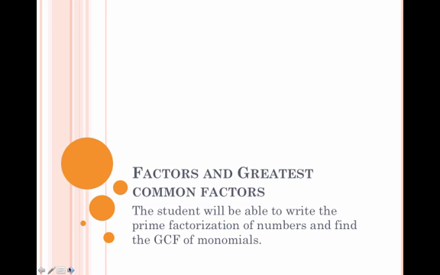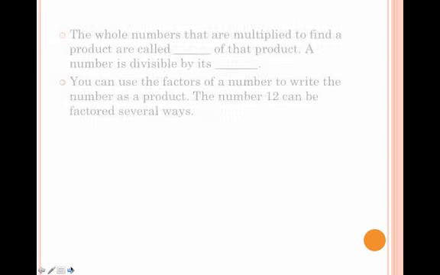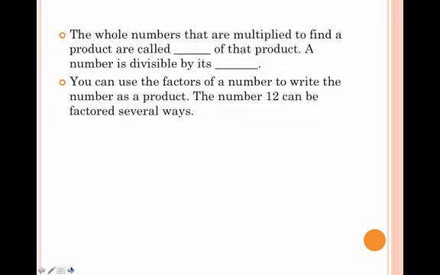So today we're going to take one of the skills that we've been using for a long time, finding factors and greatest common factors, and we're going to learn how to apply this when we're talking about monomials and polynomials. So remember first that whole numbers that are multiplied to find a product are called factors of that product.